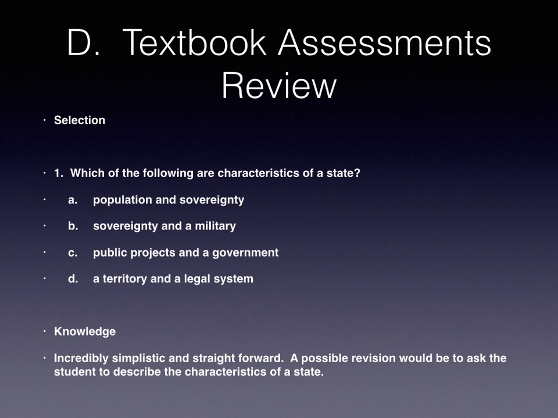The next area of the journal review is the textbook assessments review. The first area is the selection questions. The first question I chose: which of the following are characteristics of a state? Population and sovereignty, sovereignty and a military, public projects and a government, or territory and a legal system? The Bloom's taxonomy level is knowledge. This question is incredibly simplistic and straightforward. A possible revision would be to ask the student to describe the characteristics of a state through a supply question format.